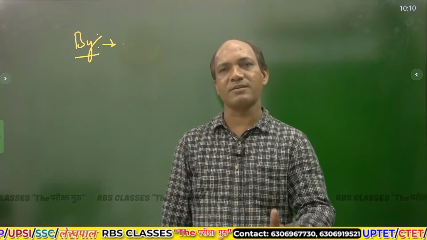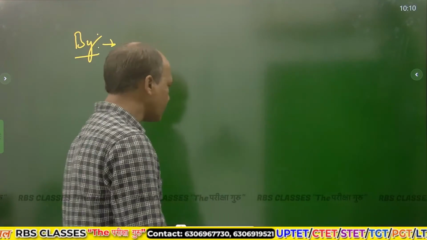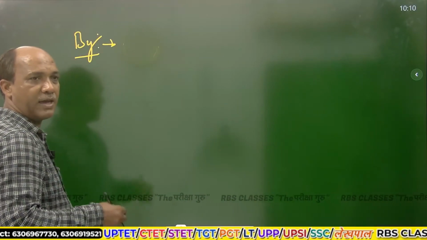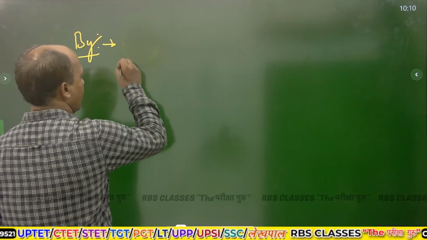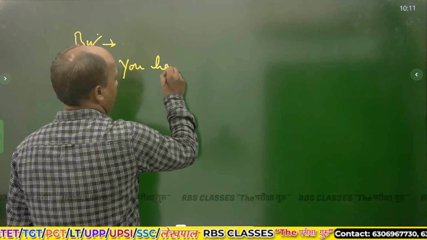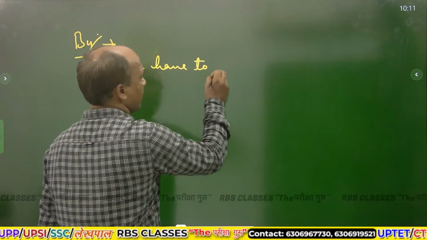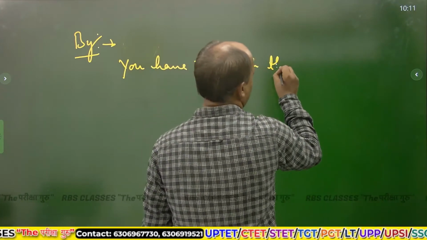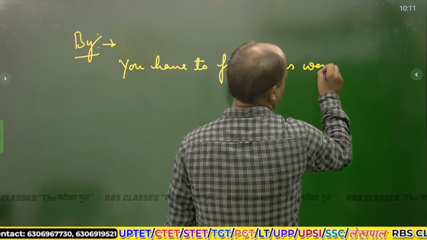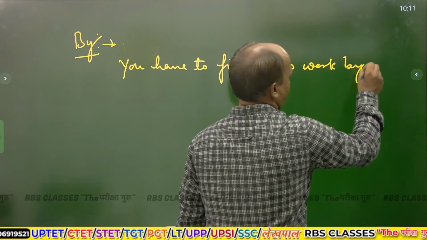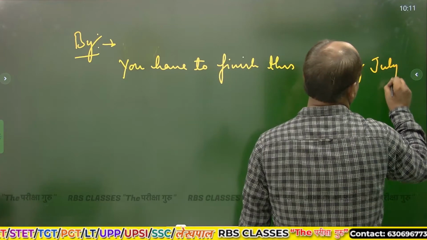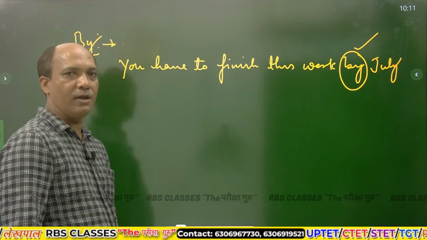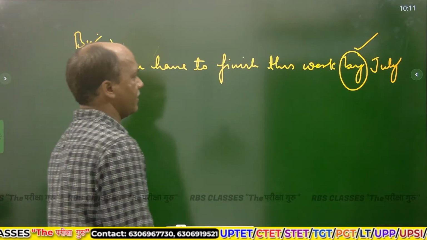By is just a sort of warning. जैसे कहा जाए तुम्हें यह कार्य जुलाई तक समाप्त कर लेना है. You have to finish this work by July. By issues a kind of warning. एक warning है ये.